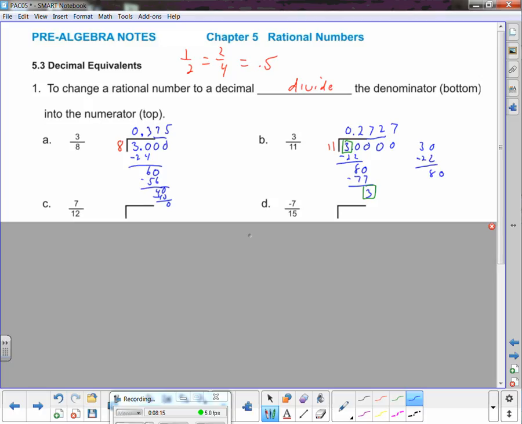Now, do you know how to write your repeaters? I hope you do, right? So here's my final answer. You only want to write the repeating part one time, and then the bar goes over it. So 0.27 with the bar over the 2 and the 7, because that's the repeating part. 27, 27, 27, 27.